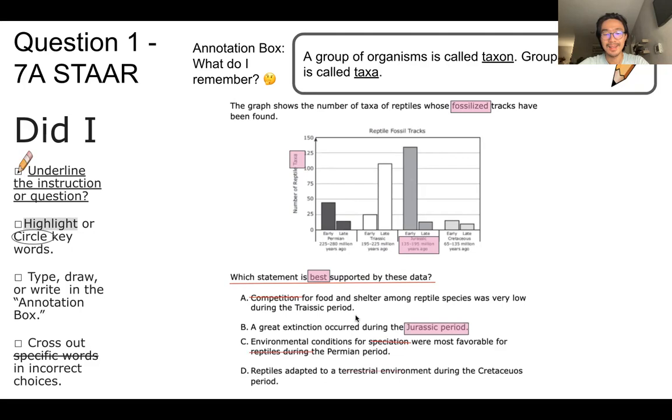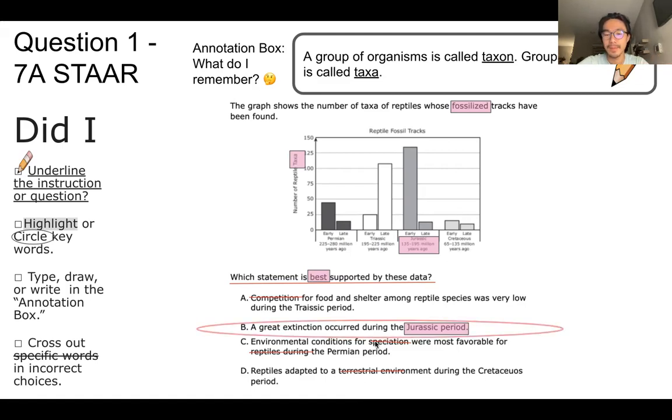And then lastly, let's look at D. Reptiles adapted to terrestrial, so the land, during the Cretaceous over here. They went on land, basically. They adapted to living on land. Well, it actually doesn't really tell us where they lived or where these fossils are found, or if that place was covered in water or was actually land then. So that's kind of information we don't have.